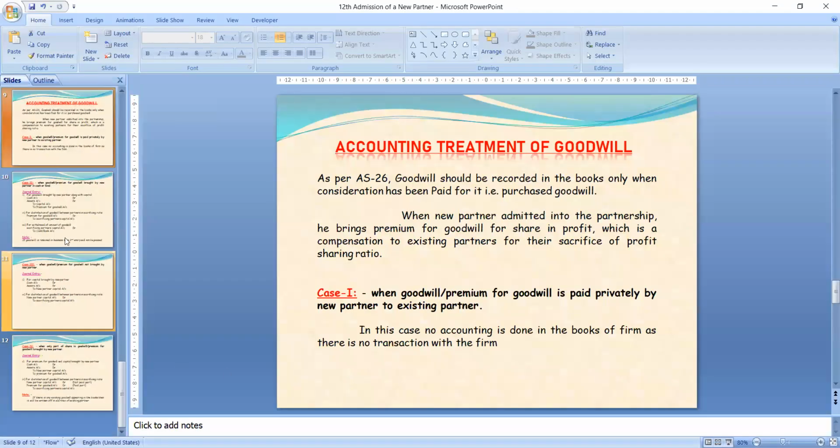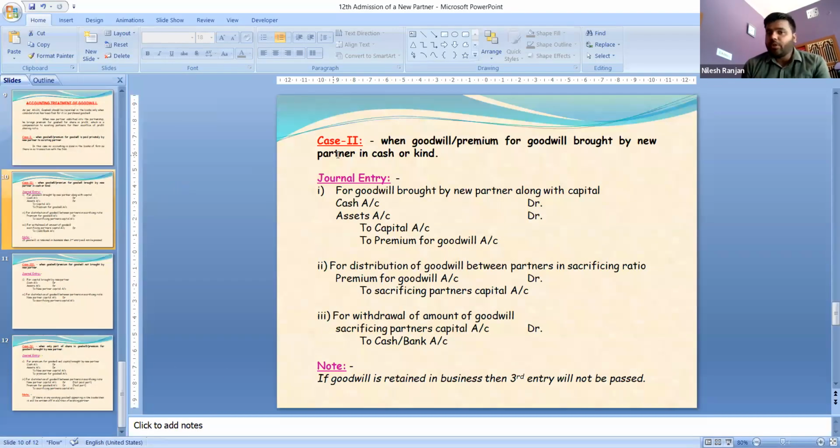Now in the second case, when goodwill or premium for goodwill is brought by new partner in cash or kind, it means goodwill or capital both can be brought in cash or kind. Maybe in the form of cash, maybe in the form of some assets like machinery, land, building. So he can bring anything. Can you tell me the entry for starting business with cash?